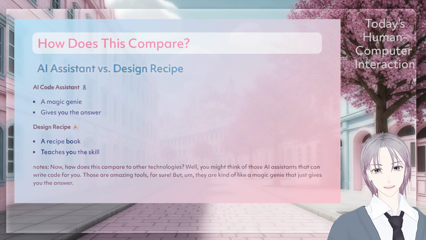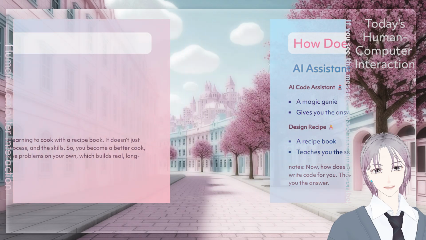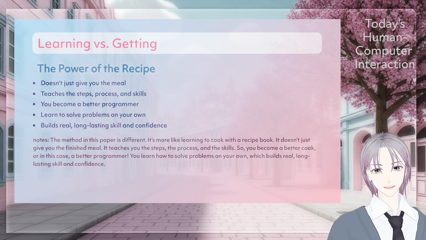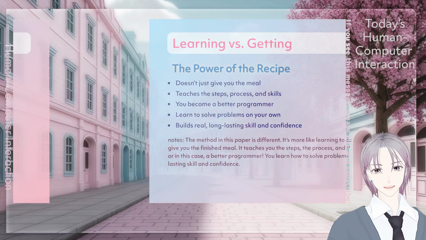Now, how does this compare to other technologies? Those are amazing tools for sure. But they are kind of like a magic genie that just gives you the answer. The method in this paper is different. It's more like learning to cook with a recipe book. It doesn't just give you the finished meal. It teaches you the steps, the process, and the skills. So, you become a better cook, or in this case, a better programmer. You learn how to solve problems on your own, which builds real, long-lasting skill and confidence.